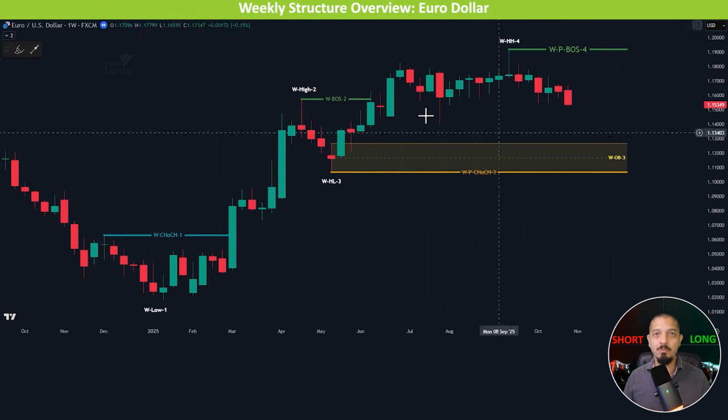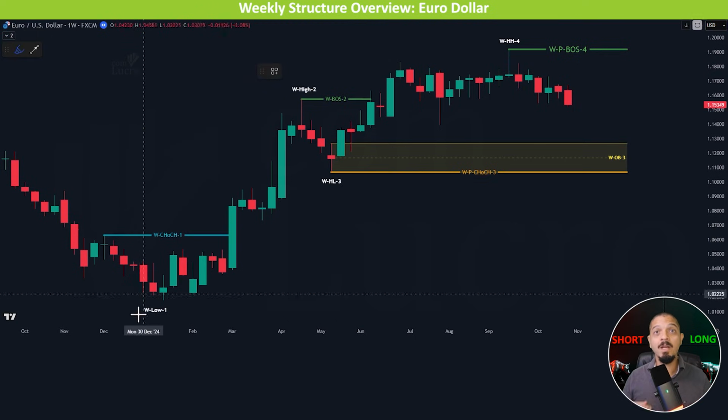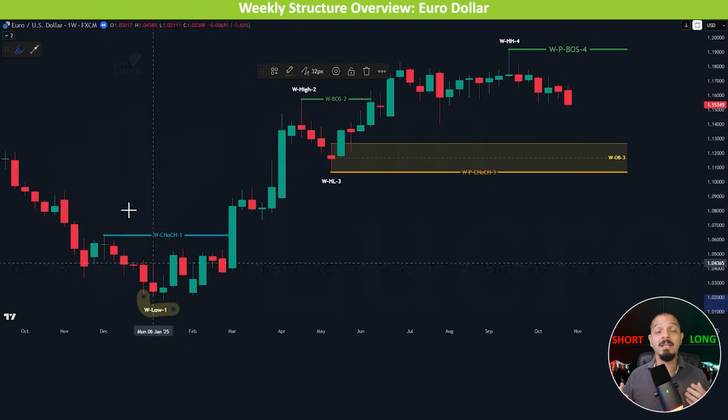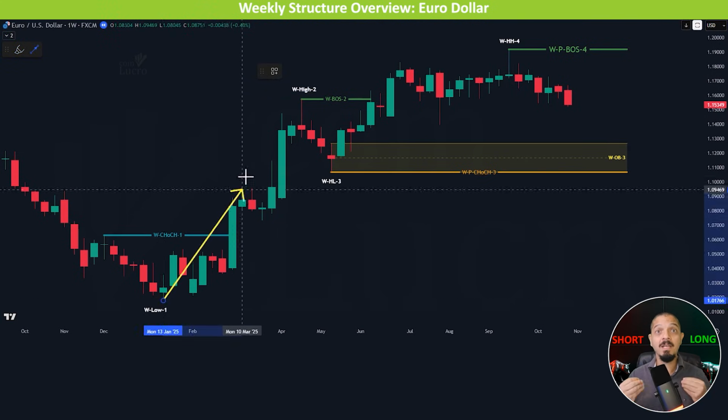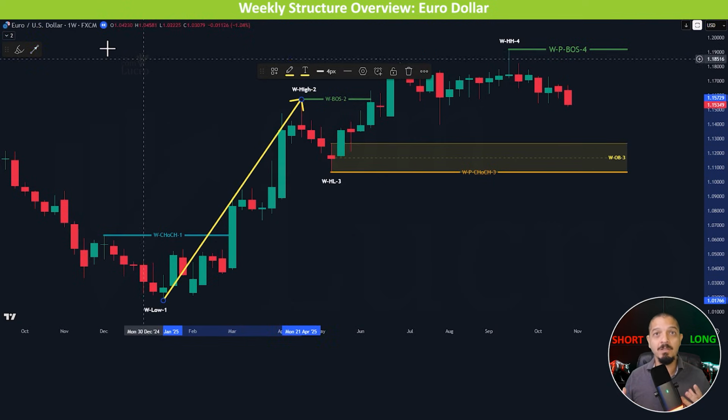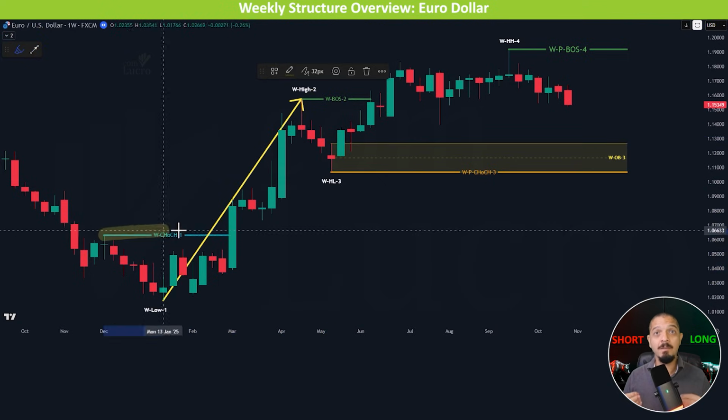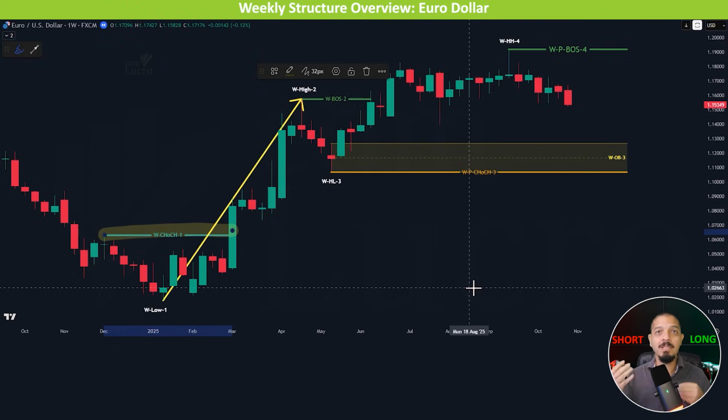As we move into the weekly chart, we start to see the broader structure that shapes everything happening on the lower time frames. The story begins at the weekly low number 1, the moment when the market finally stops falling and creates the first potential shift in direction. From there, price expands upward and delivers the weekly change of character number 1, confirming that buyers have stepped in and taken control by breaking the previous weekly structure.